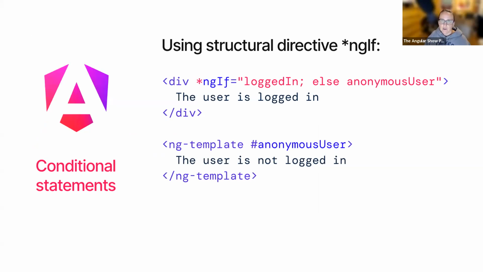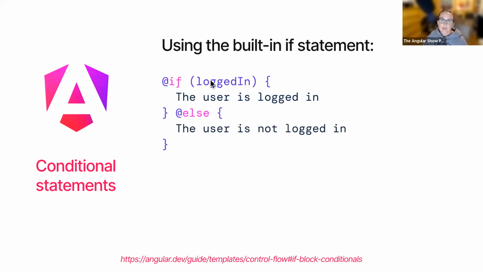Previously, we would use a structural directive. Here we're using the ngIf structural directive. In Angular, structural directives are indicated with an asterisk. Basically what this is saying is if this expression evaluates as true, it will render this in the DOM. Otherwise, it will load this template into the DOM here. This syntax was a little confusing for people, and if we're using this in our code, we would have to actually import the ngIf structural directive. The new built-in statement looks more like this. You can see this is a lot more like plain JavaScript.